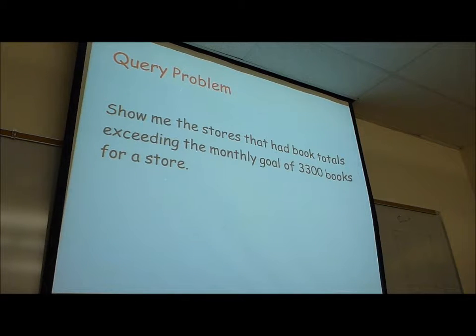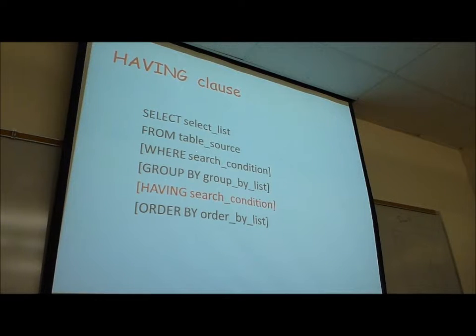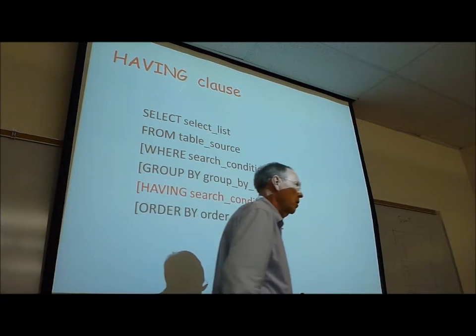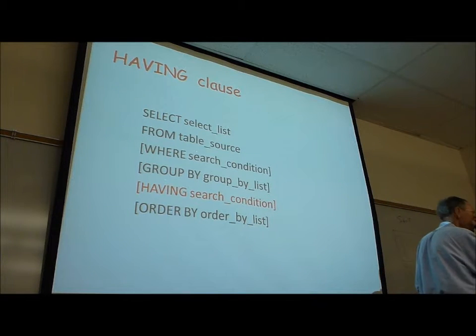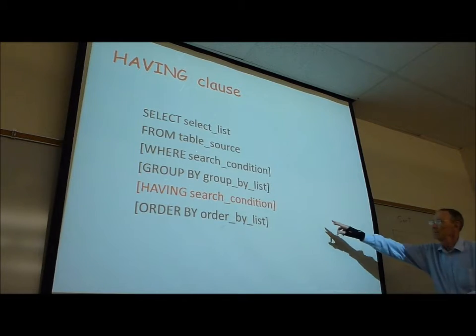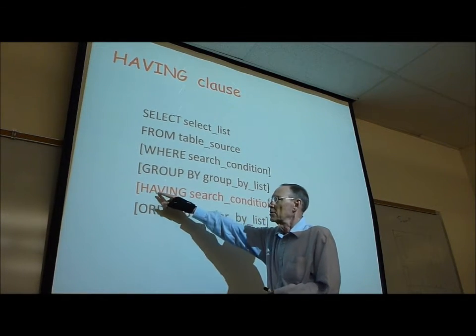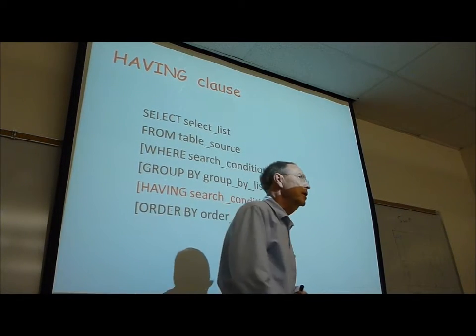All right. Show me the bookstores that had books total exceeding the monthly goal of 4,300 books. So that's where we're going to have another clause, the having clause. Okay, now this is going to give you some heartburn because the having thing is going to be filtering on groups.